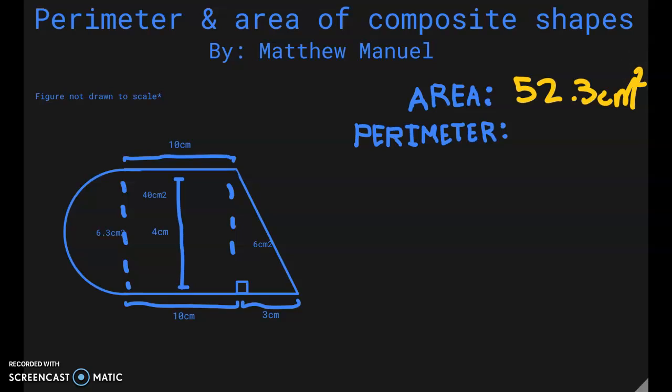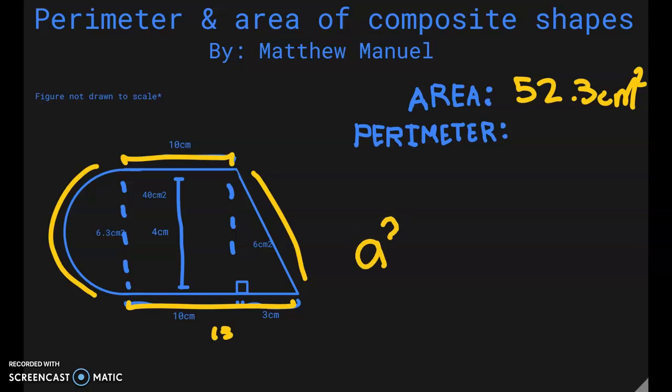Now, we find the perimeter of the composite shape. We already know that this side is 10, and the combined total is 13. All we need now is our arch and hypotenuse. To find our missing length, we have to use the Pythagorean theorem. We do this by getting leg A squared plus leg B squared to find our missing side.